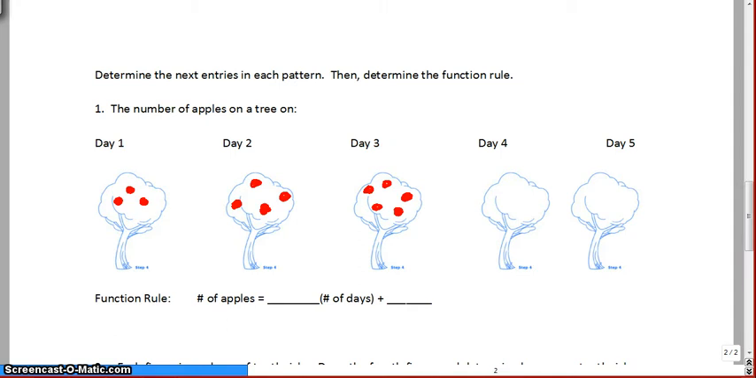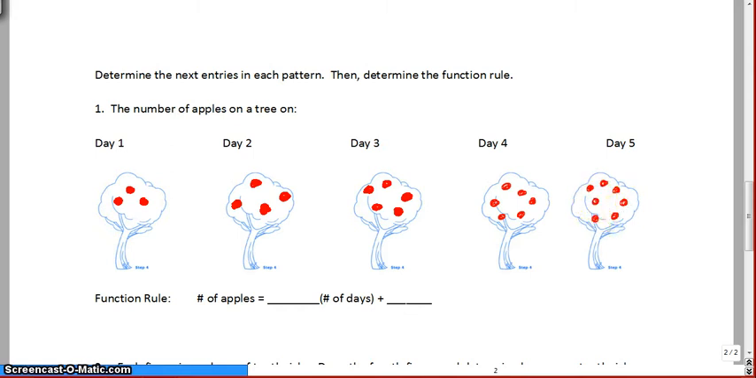So for this one, you just look and see that on day 1 we have 3 apples, day 2 we have 4 apples, day 3 we have 5. You can guess that we are going to have 6 apples on day 4, and then on day 5 you are going to have 7 apples. This is assuming, obviously, that none of them fall off the tree.